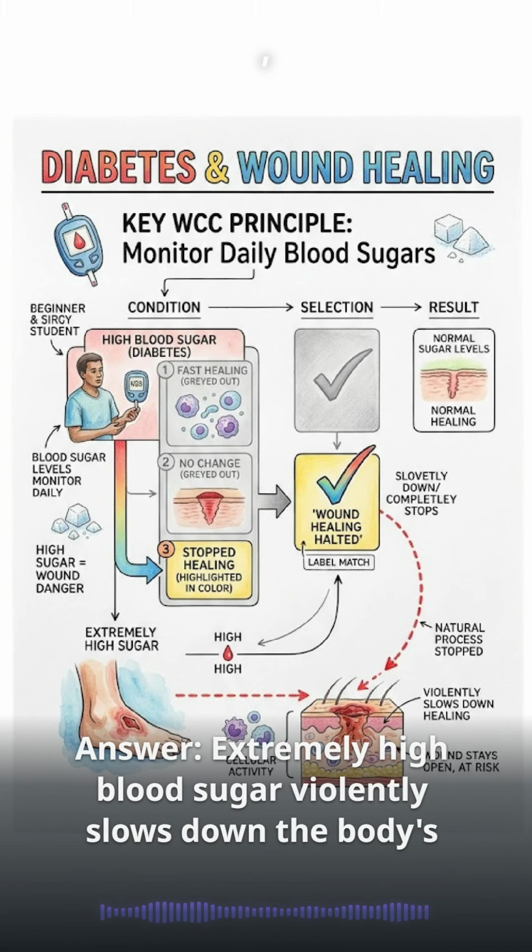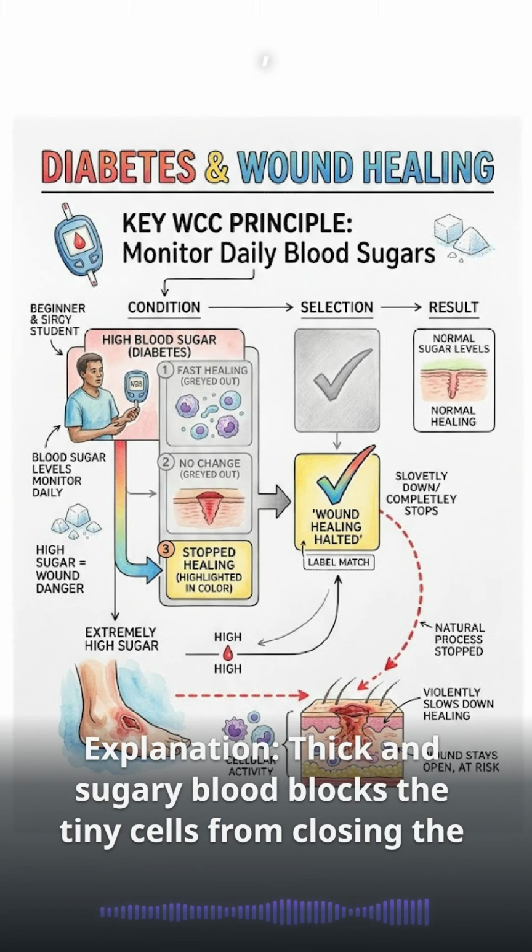Extremely high blood sugar violently slows down the body's natural wound healing process completely. Thick and sugary blood blocks the tiny cells from closing the big, gaping hole.